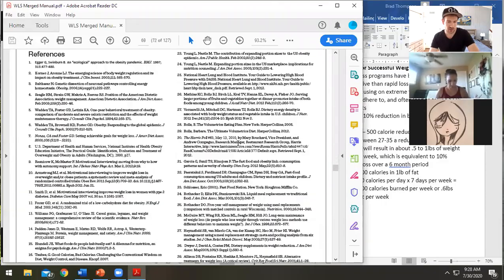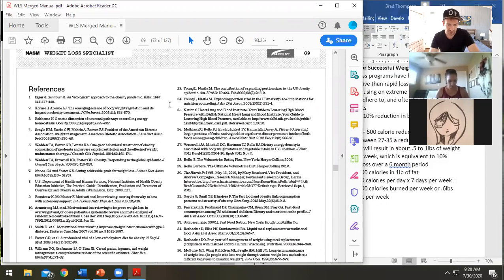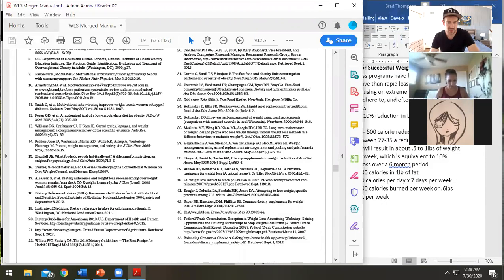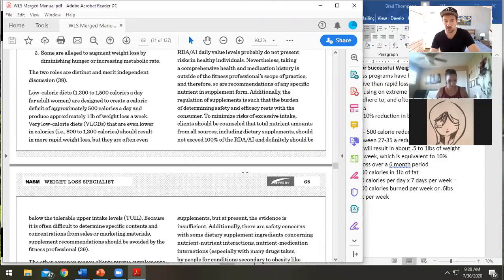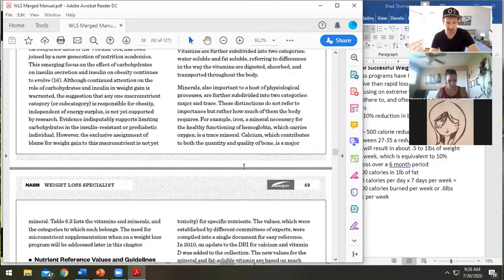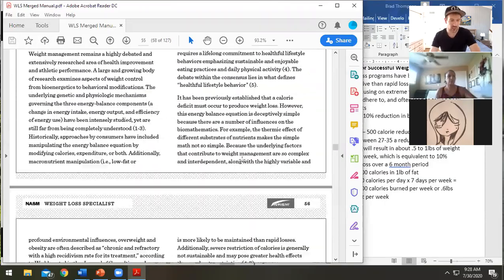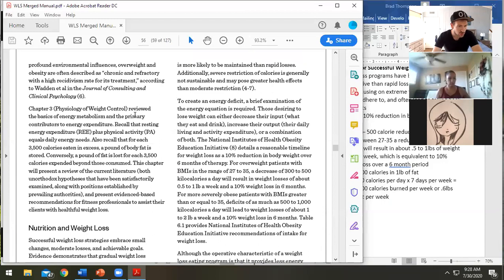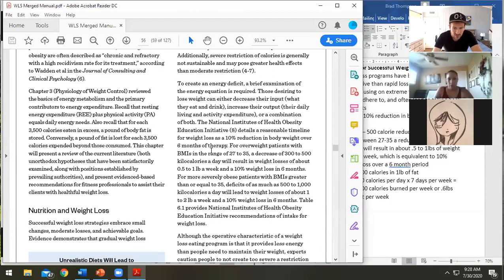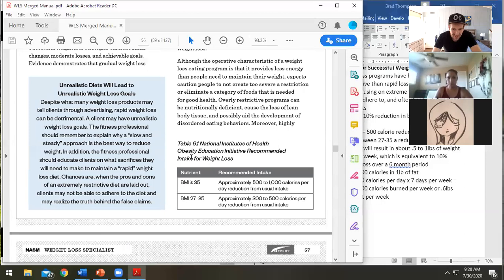If you go to the very end of the nutrition chapter, I cannot remember which one it is, but it has all of where it's getting this information from, so you can find it and it's cited. But going back up, where is it? I found it earlier because I knew I was going to be talking about this.